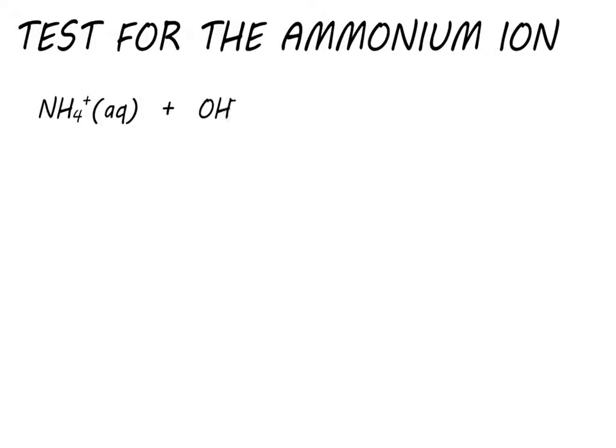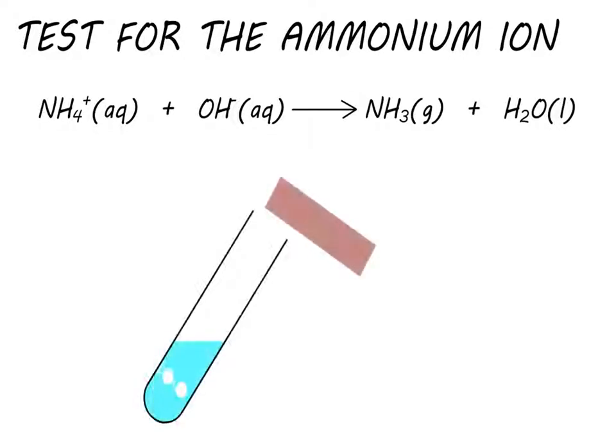Compounds containing the ammonium ion, NH4+, will evolve ammonia gas when treated with aqueous sodium hydroxide and then heated. The presence of ammonia can be confirmed by holding damp litmus paper over the mouth of the tube, where it will turn blue if ammonia is present.